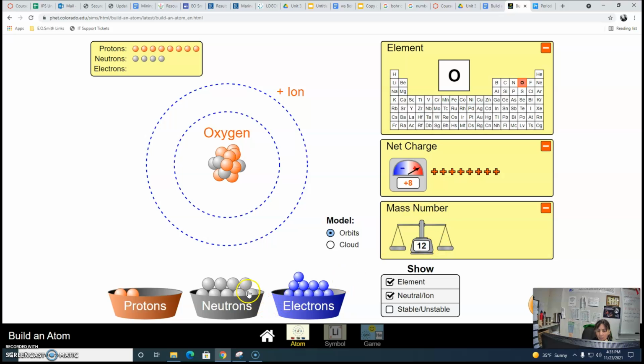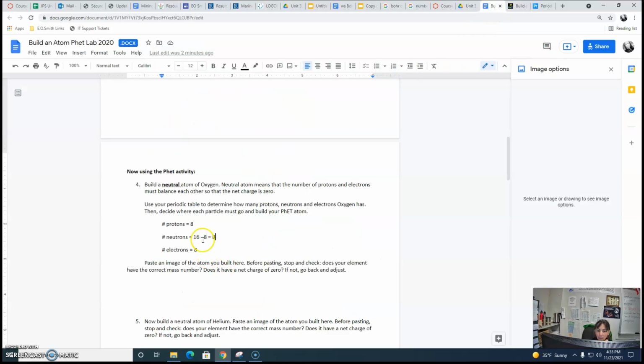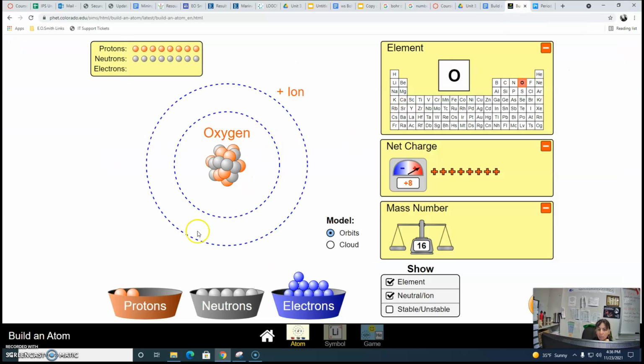And notice what happens as I add neutrons. Notice what happens to this mass number. Every time I add one, my mass number goes up by 1. And that's because, as we talked about in class, each neutron has a mass number of 1 AMU, and so does each proton. So once we have 8 neutrons and 8 protons in there, I have my mass number of 16, which is the correct mass number for oxygen. Okay? So I'm almost all done, but I'm missing the electrons.